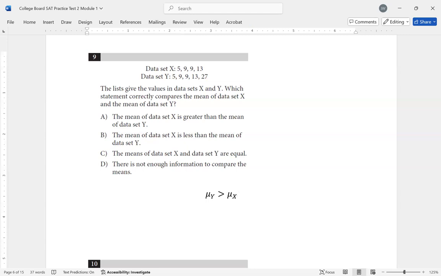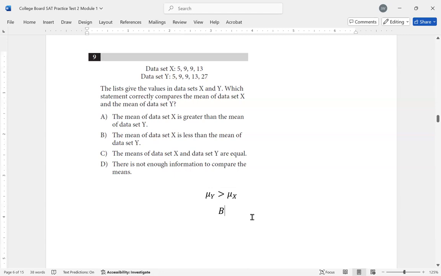So the mean of Y is bigger than the mean of X, or the mean of X is smaller than the mean of Y. And notice that's option B. So this is option B. The mean of dataset X is going to be less than the mean of dataset Y.